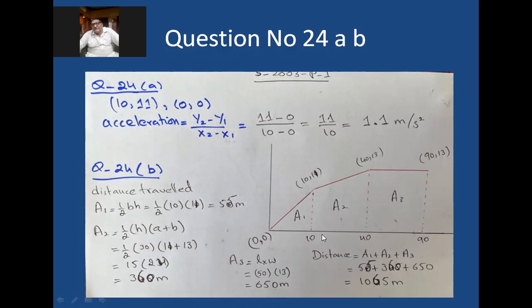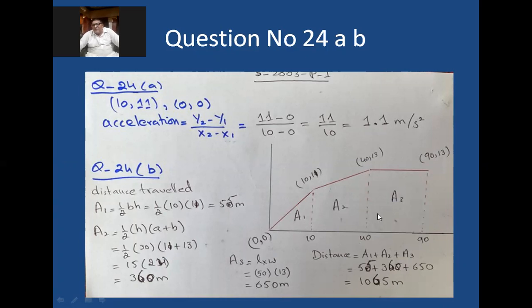This portion here is the trapezium. This side is, I think, 11. This side is 13. And this side here, which we call the height of the trapezium, that is 30. So 1 by 2 into height into sum of parallel sides. So 1 by 2 into 30, bracket 11 plus 13. So 15 into 24, that will be 360 meter. So this is 360 meter, A2. A3 is length into width. This width is 50. This height is 13, sorry. So length into width, 50 into 13, that's 650 meter.